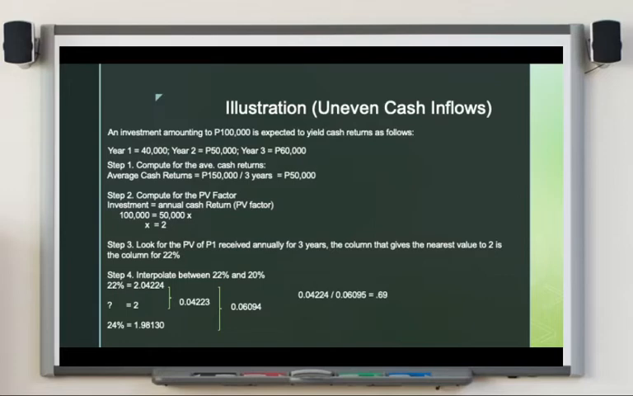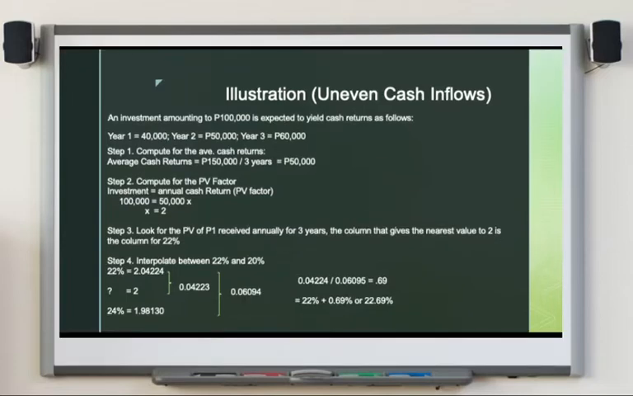And then we simply add it to the 22% to arrive at 22.69%. Okay, but of course that is actually not what we should be doing, because that is what we should do if it is an even cash inflow.